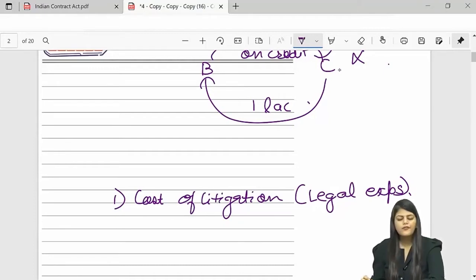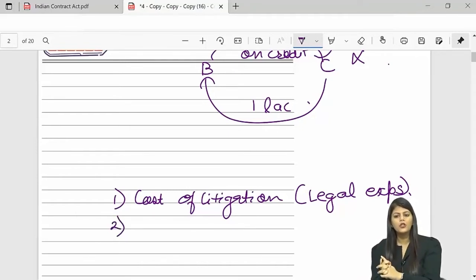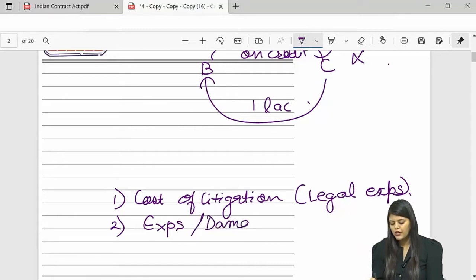Or let's say if C defaults, B is appointing some recovery agents, legal recovery agents. You know, banks also have recovery agents. So they don't work for free. So B had to appoint recovery agents to recover money from C. So these expenses which he has incurred, that is, B is giving something to those recovery agents. So whatever expenses he is incurring or whatever damages B is incurring, that he can recover from A.